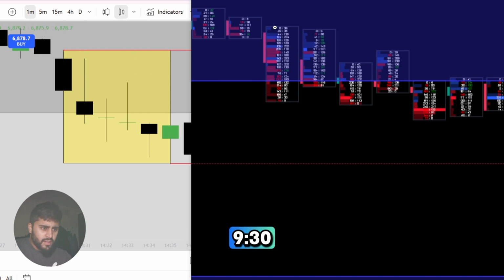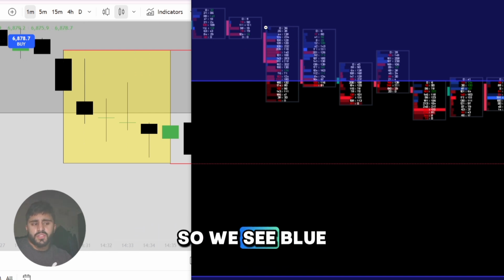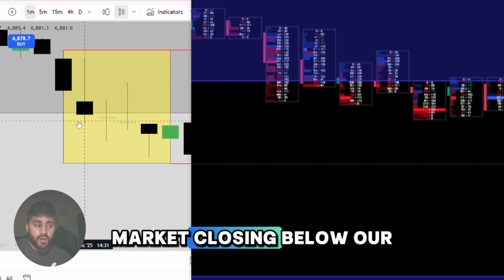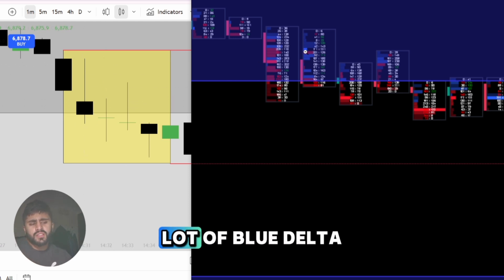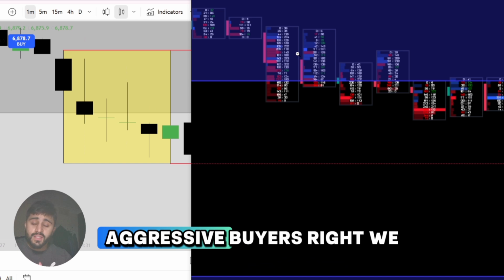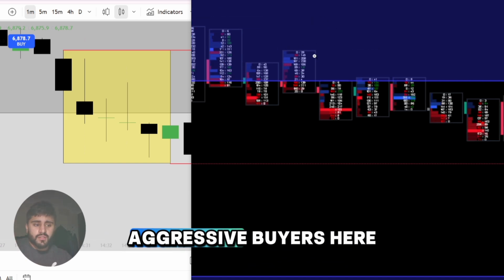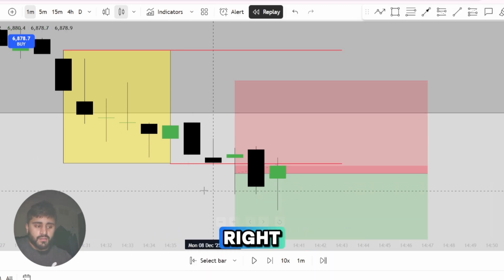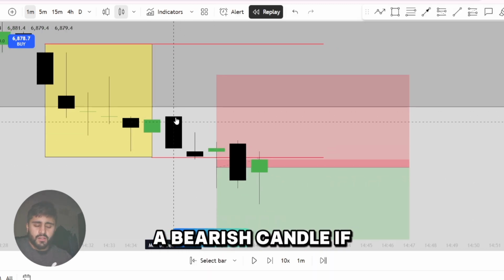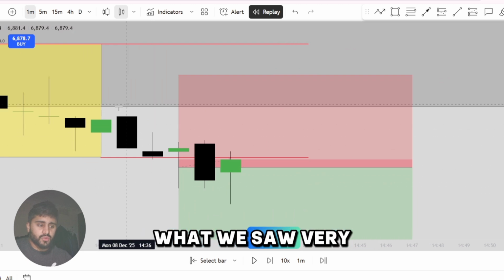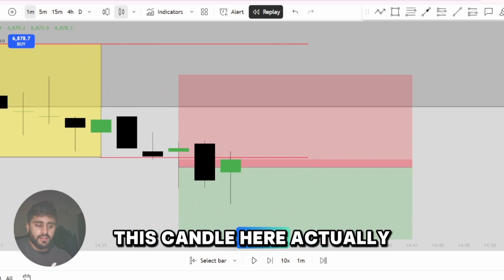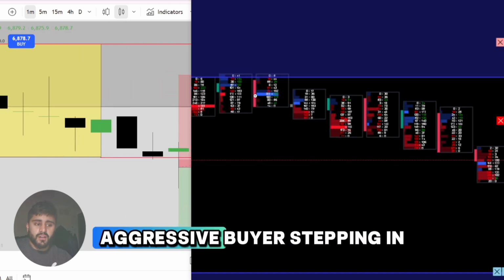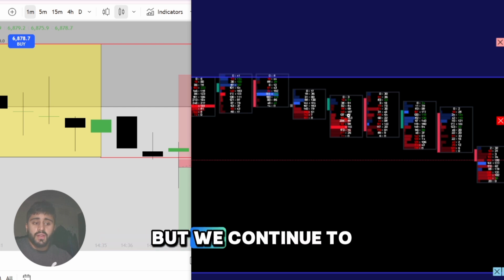So we see 9:30, a lot of aggressive buyers, right? So we see blue delta. Even here, we see a red candle, sorry. So we see the market closing below our level, but we see a lot of blue delta at the top, right? Aggressive buyers. And also what's interesting is we had this red candle here, this bearish candle, if you want, black candle. What we saw, very interestingly, was that this candle actually had a big aggressive buyer stepping in, right? But we continue to head lower.